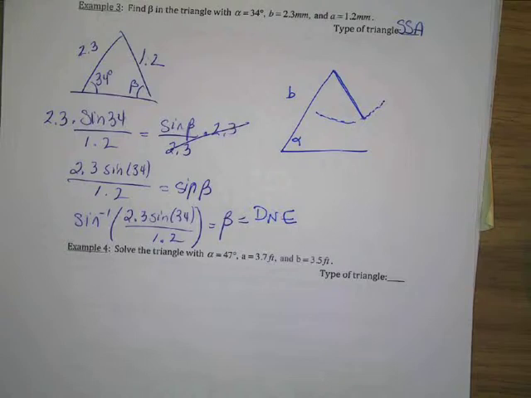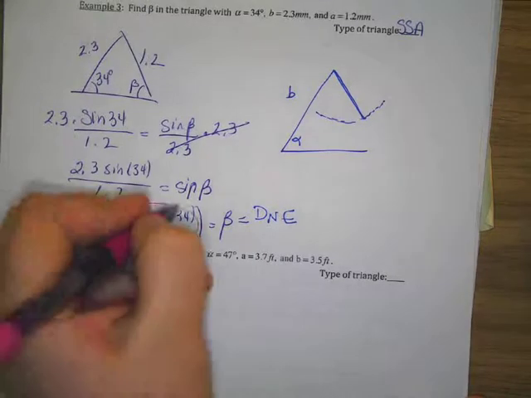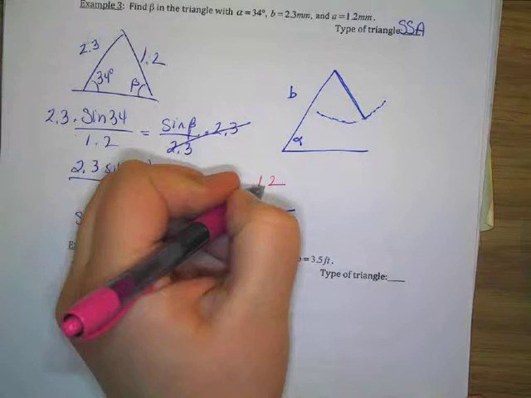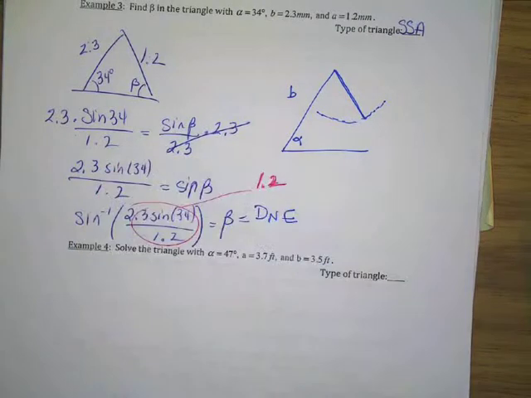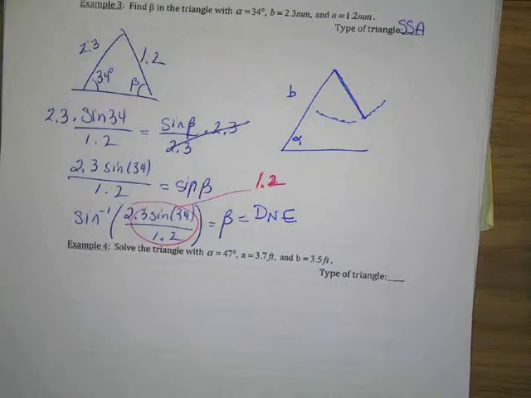Well, you could simplify the fraction part. Yeah, when you work this out, you get 1.2. What's the problem with a ratio of 1.2 when we're talking about sines? It's not going to cross. Max is at 1. Can't do it. Bummer. Okay, let's try another one.